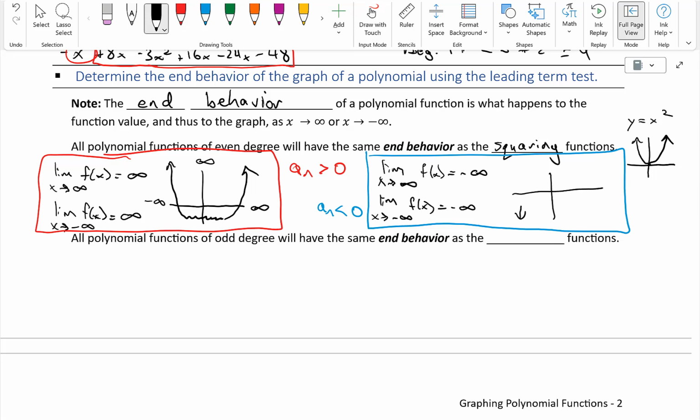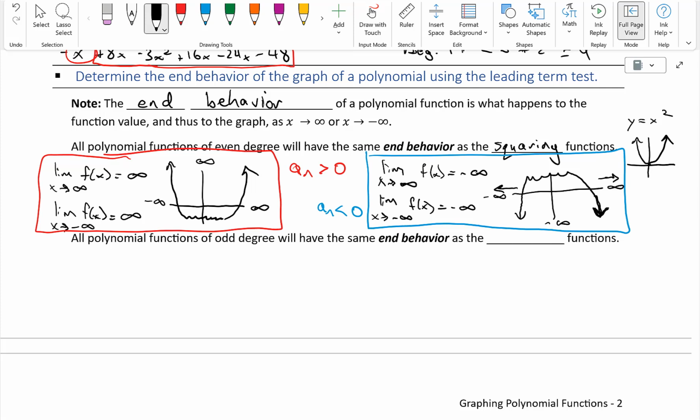So on the left, we start from the bottom. We do some stuff in the middle that we're going to figure out as we keep moving through the notes, and then we end up going back down towards negative infinity as we move out to infinity. So as we go to the left towards negative infinity, we're going down towards negative infinity, and as we move out to the right towards infinity, that graph's running down towards negative infinity.